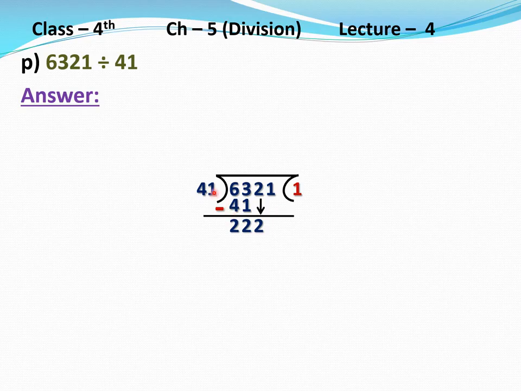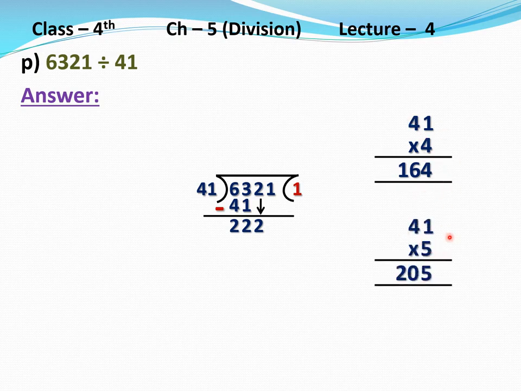Now multiply this 41 by that number so that it is equal to 222 or less than 222. It should not be greater than 222. See, 41 multiply 4. 4 ones are 4. Write 4 here. 4 4s are 16. Write 16 here. 41 multiply 4 equal to 164. Now multiply this 41 by next number, that is 5. 41 multiply 5. 5 ones are 5. Write 5 here. 5 4s are 20. Write 20 here. 41 multiply 5 equal to 205.